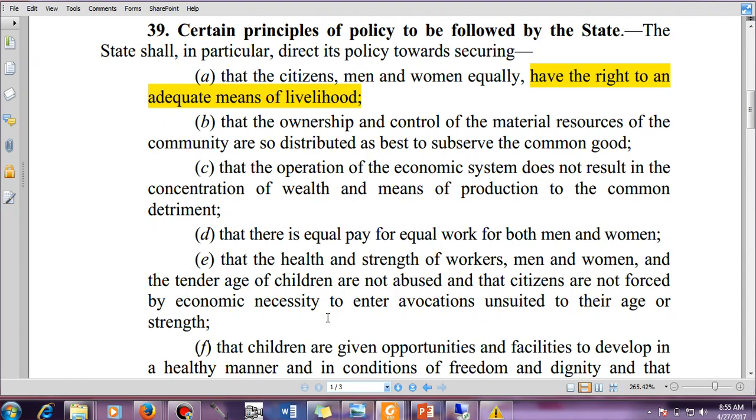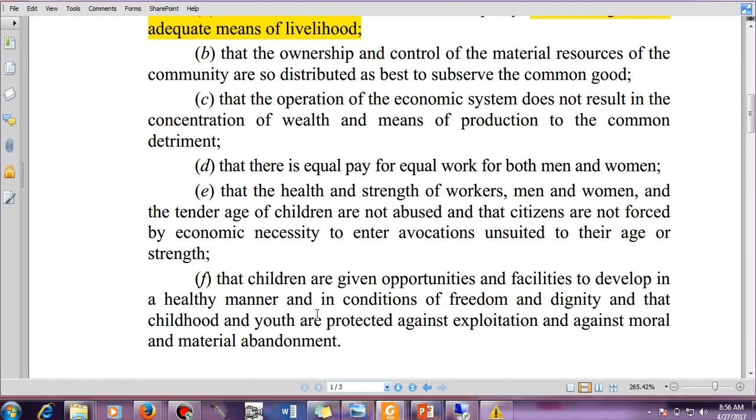What does it mean? It means we cannot force any forced labor. That means we cannot put any child under any hazardous location for any work because it is not written in the constitution. Okay, so then we move forward.